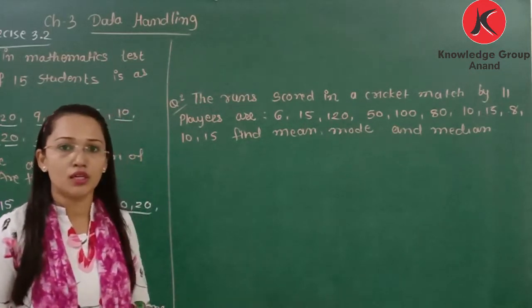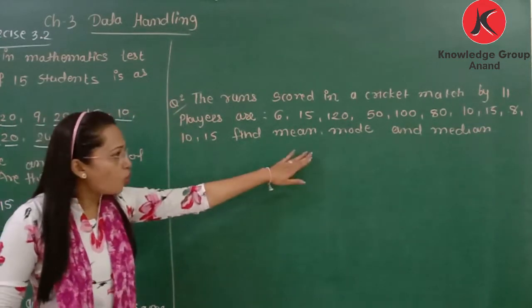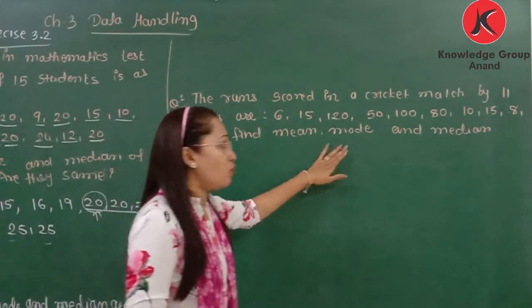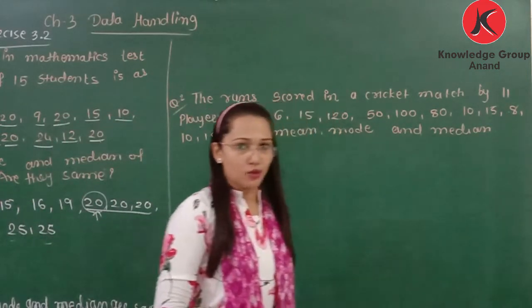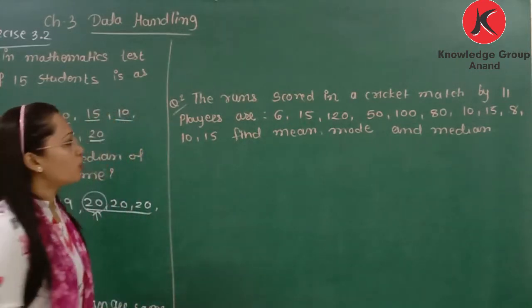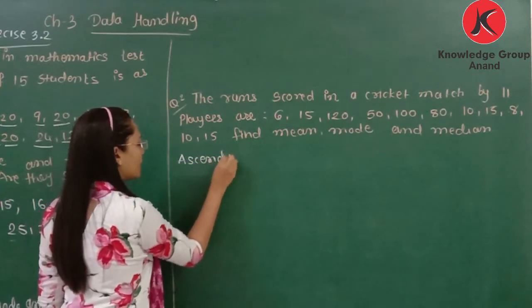Now again, what is mean? It is sum of all observations divided by total observations. Mode means it is a maximum repeated value and median means middle. Okay, so for that let's arrange all the data in ascending order.